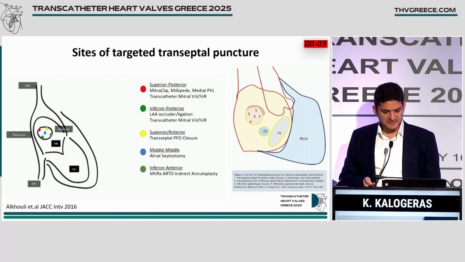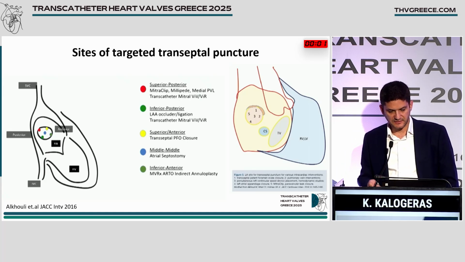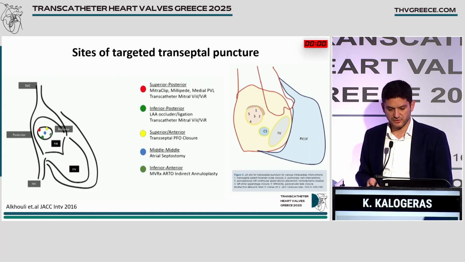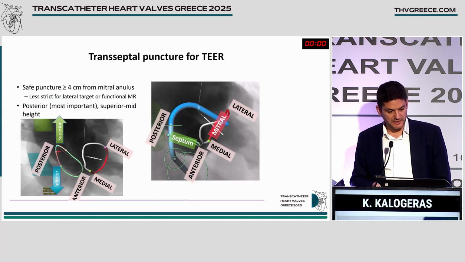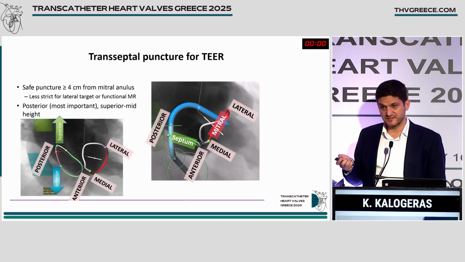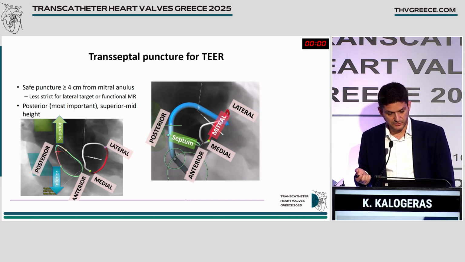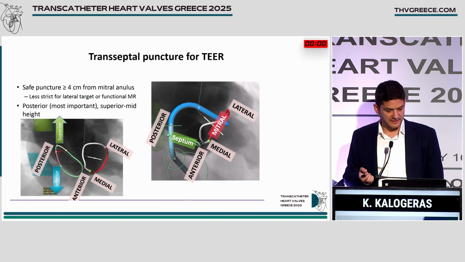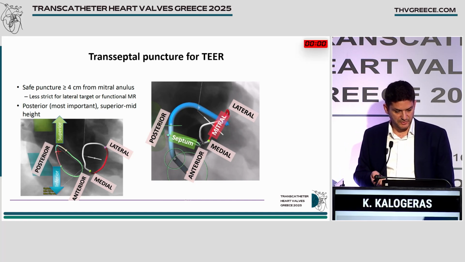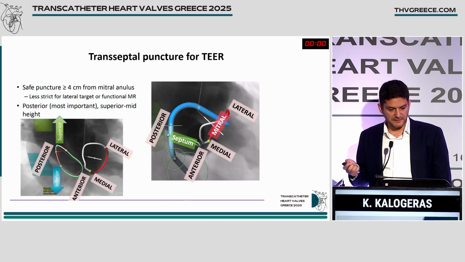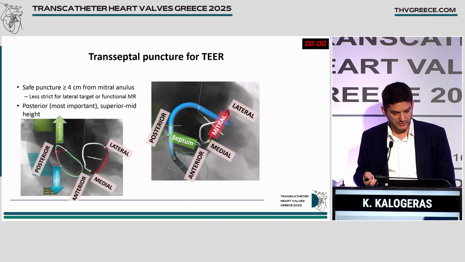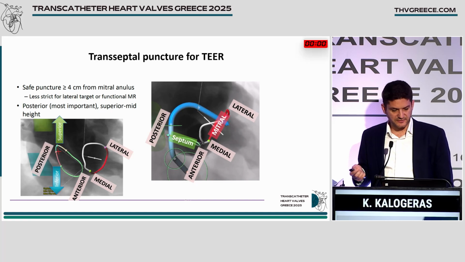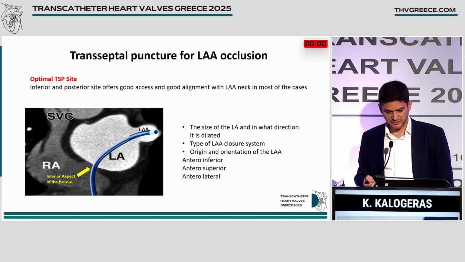The most important thing is, as mentioned before, the site we target for the transseptal puncture. It depends actually on the procedure we aim for. Mainly for MTER, we aim to be quite posterior, which is the most important in order to gain height in the left atrium, and superior, mainly mid-high, but posterior mostly. And the safe puncture should be at least 4 centimeters from the mitral annulus in order to have space in the left atrium for our maneuvers, and we can be less strict for lateral targets or for functional MR.